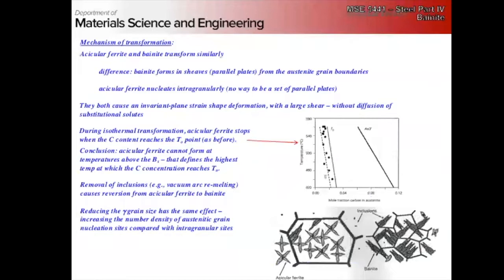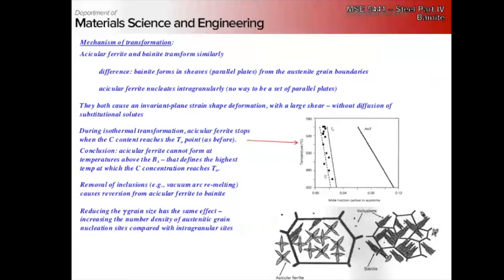quite a lot. They form very similarly, except bainite forms in sheaves, right? And they nucleate from the austenite grain boundary and move out. Whereas acicular ferrite nucleates in the interior of the austenite grain, right? And so it grows into this disorganized structure of plates because there is nothing forcing it to be nice and regular.